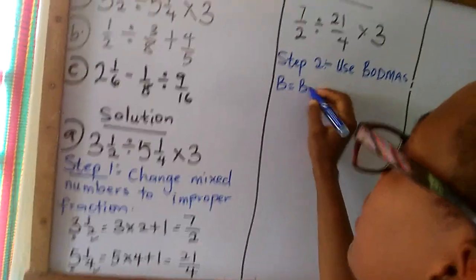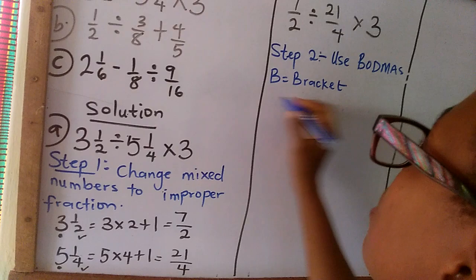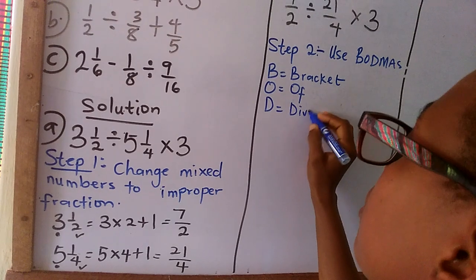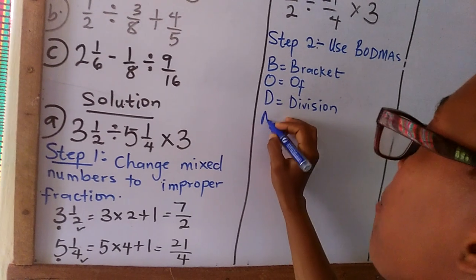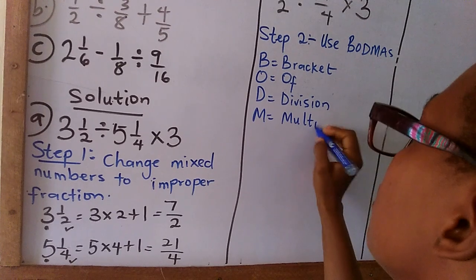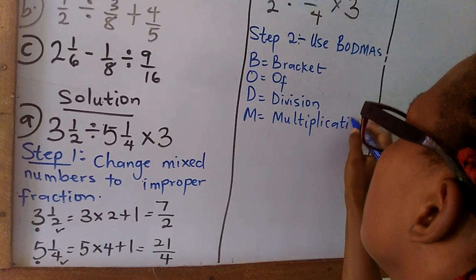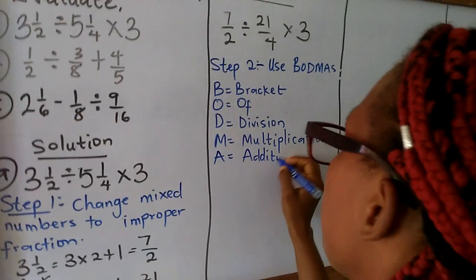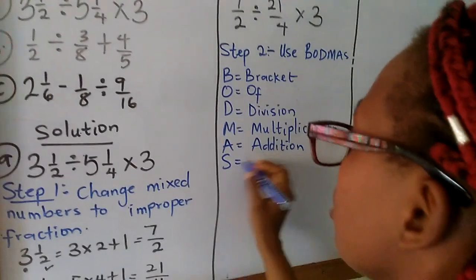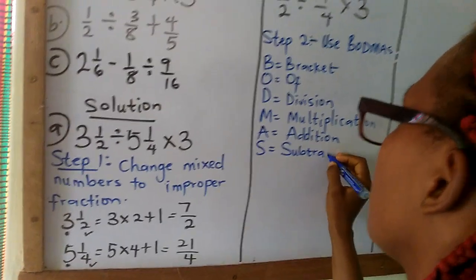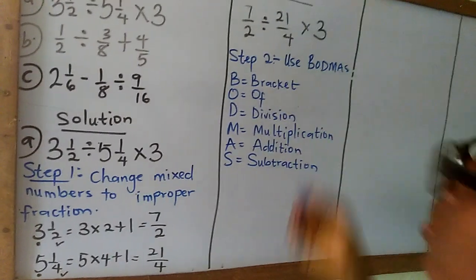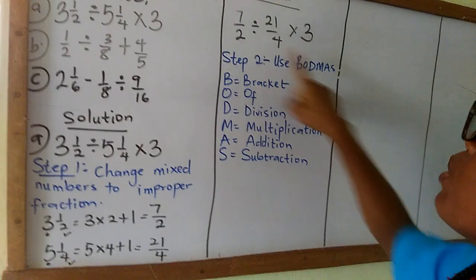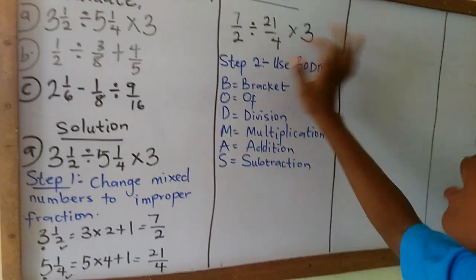B is brackets. O is of. D is division. M is multiplication. A is addition. And S is subtraction. So we are using BODMAS so that we can know the sign we are working with first. Here in BODMAS, the D, division, comes before multiplication. That means we should deal with this before we multiply.